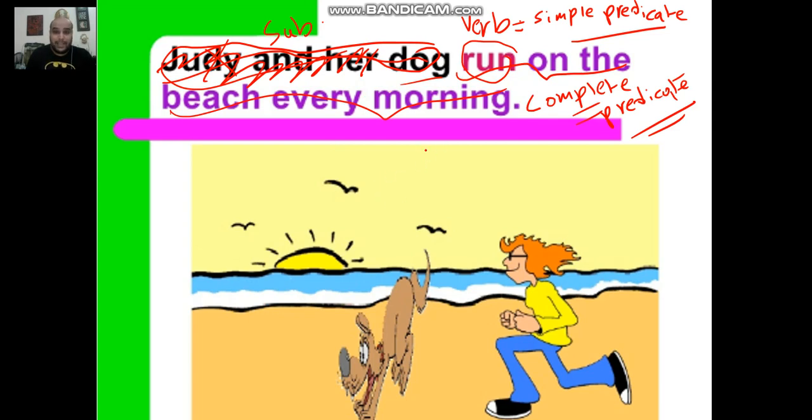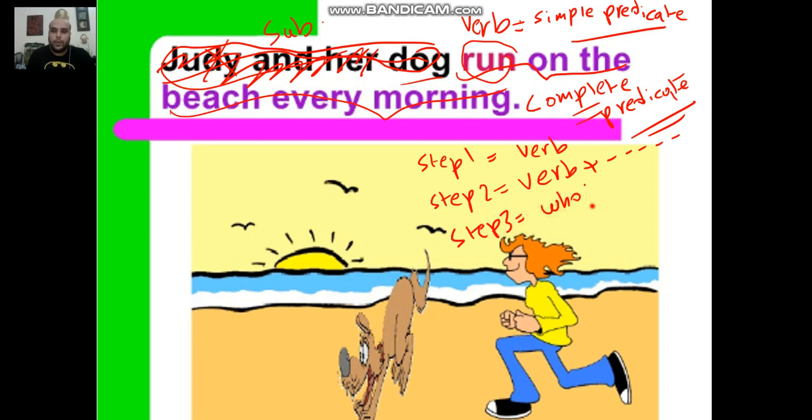So the key is step number one is the verb. Find the verb. That's your simple predicate. Step number two, find the complete predicate. The verb plus what comes after the verb. Step number three, ask the question who or whom or what is doing that action in that sentence. You're going to find the subject. So the last piece is finding the subject. The first piece is finding the simple predicate.